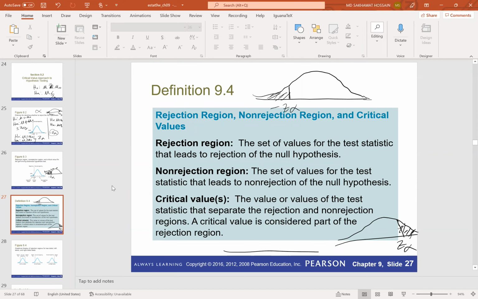And for a two tail test, we have two rejection regions. This one is Z alpha over 2, and this is negative Z alpha over 2. And this region is called the non-rejection region. This region is also called the non-rejection region, and this region also is called the non-rejection region. For a left tail test, this is the critical value. For a right tail, this is the critical value. And for two tail, we have two critical values.